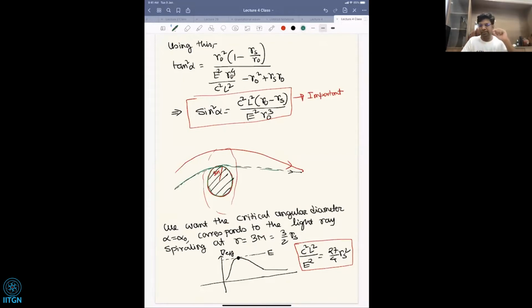There is a little bit of a caveat in this argument. I'm thinking about the ray which is coming very, very close to R equal to 3m, so this has to be true. In that case, we will substitute this equation into this equation, and that is the critical diameter.